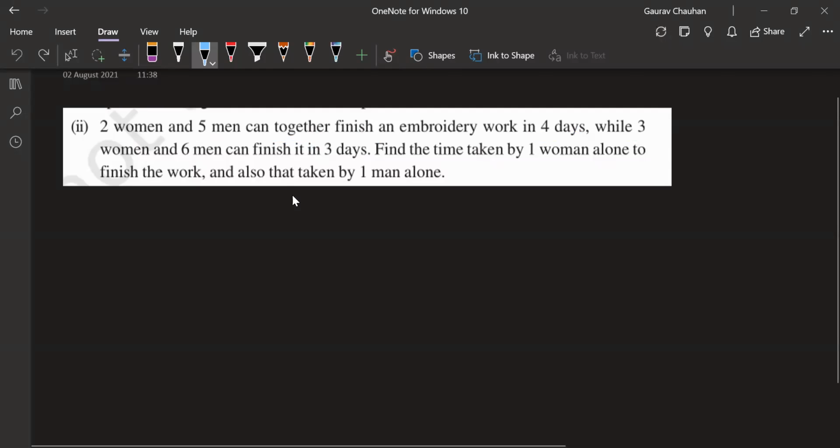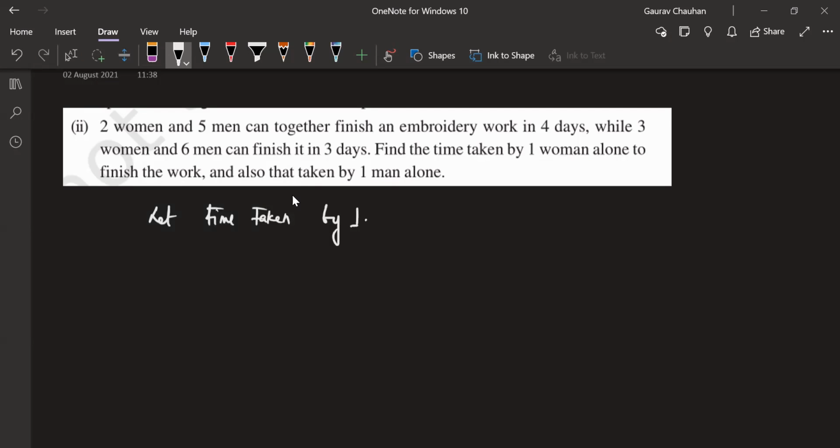But the key here is to understand that they are assuming each woman is working at same speed, each man is working at same speed. Okay, that's something which they have assumed. Going with that logic, they're going to move ahead here. One woman alone, how much they will take, and one man alone, how much they will take, they're asking. Okay, so I'm going to write my assumption as let time taken by one woman alone to complete that work, to complete the embroidery work, be equal to X number of days.